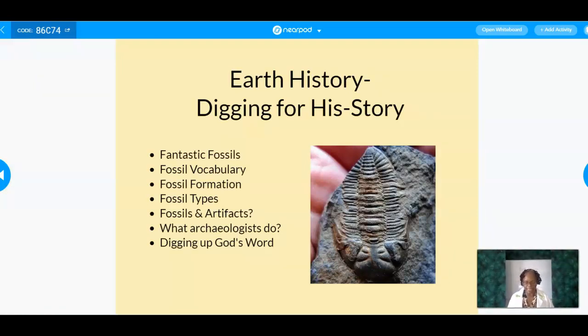So when we think about digging up history, what we will cover in this unit, and there's a lesson plan that will go along with it, is fantastic fossils, that's actually making fossils. We'll think about some of the vocabulary associated with it. We'll talk about fossil formation, fossil types, fossils and artifacts, what archaeologists do, and then digging up God's Word. Again, for you as the teacher, you decide just how much of this you want to use, but you will have this presentation to edit and play around with.